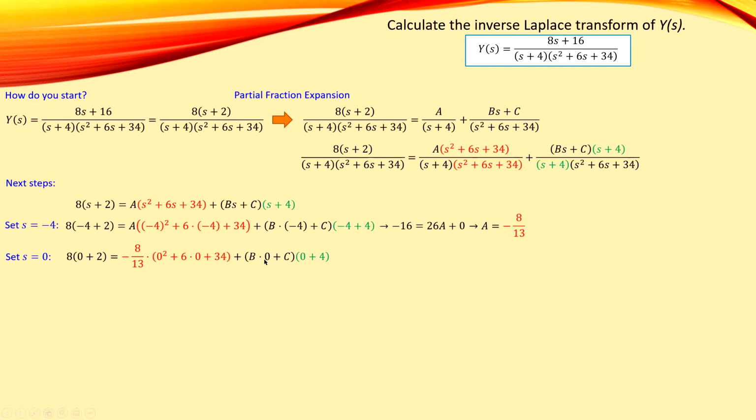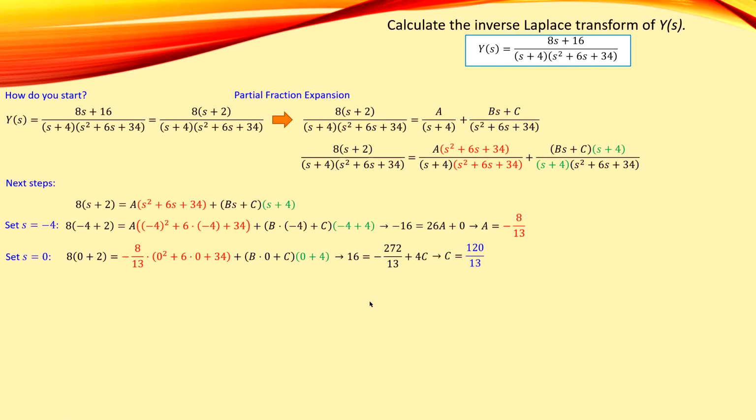And here s is also equal to 0, and I am losing the b. So I'm only left with the parameter, the coefficient c. If I now simplify this expression, I get the following situation: 16 is equal to minus 272 divided by 13 plus 4c. If you do the math here, you will get c equal to 120 divided by 13.